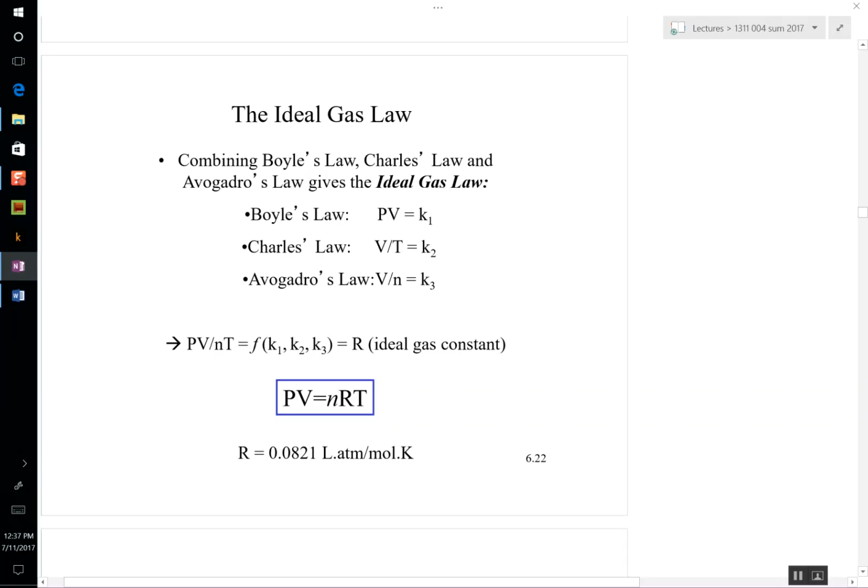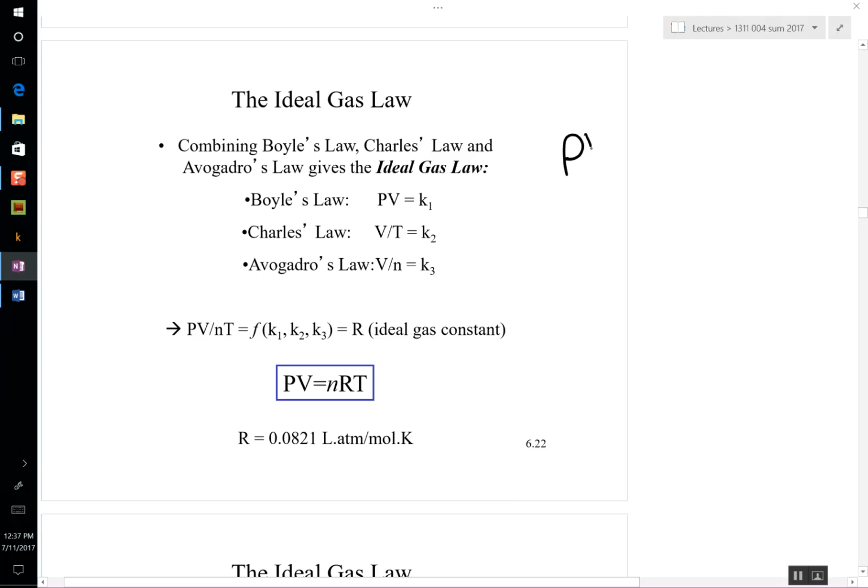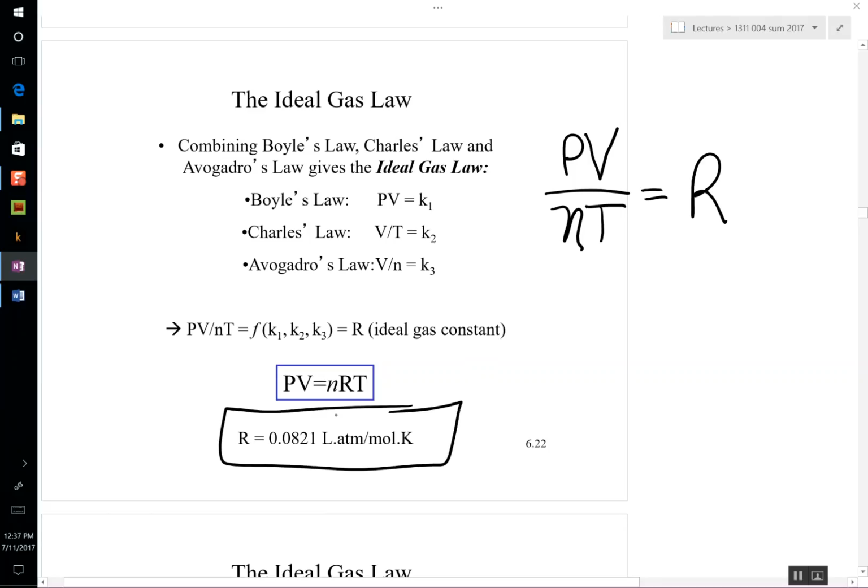Let's write that a little bit bigger over here. So we have pressure times volume divided by the number of moles times temperature is a constant. And now we're going to define that constant. This is going to be the ideal gas law constant. We're not just going to call it K. We're going to give it a number, 0.0821 liter atmospheres per mole degree Kelvin. That's a mouthful, but that's the ideal gas law constant.